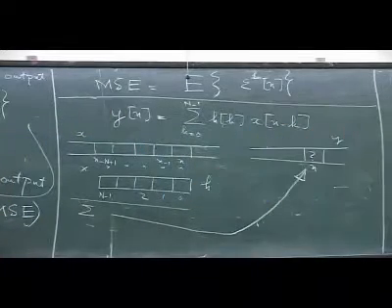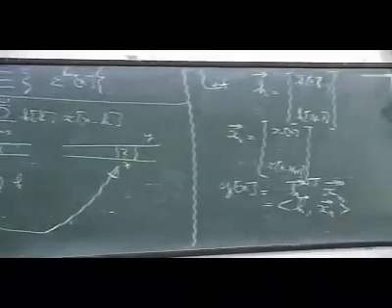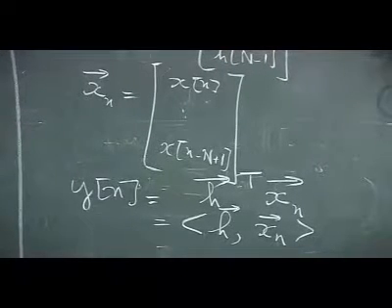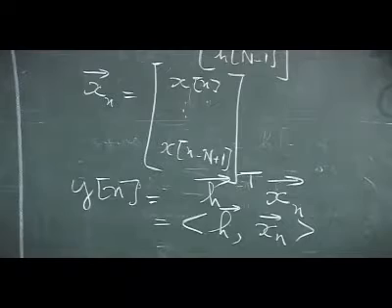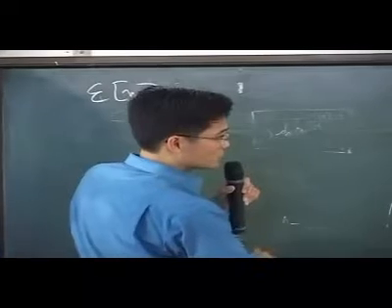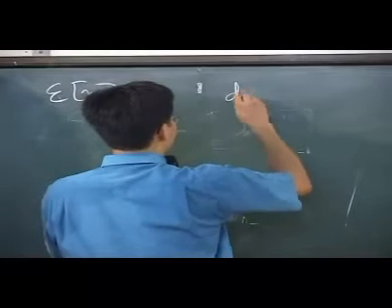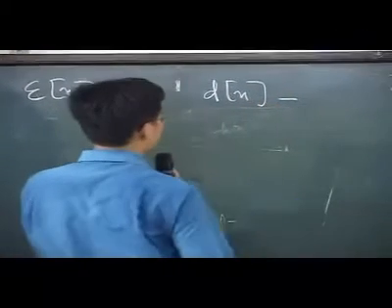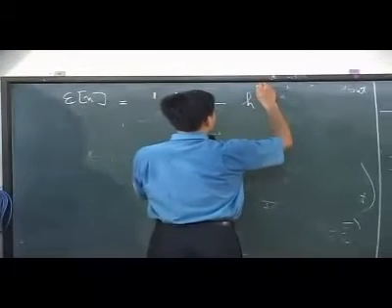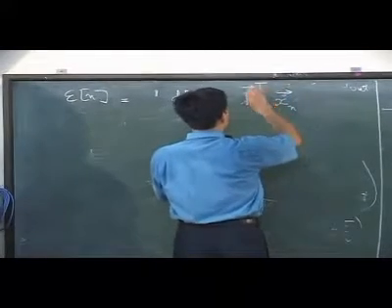So, with that framework in mind, I can now write down that the error epsilon of n is simply equal to d of n minus h transpose times x of n. This is a vector, right? It's a number.